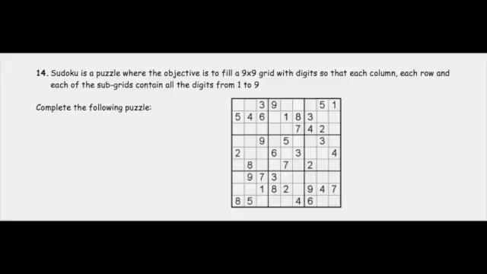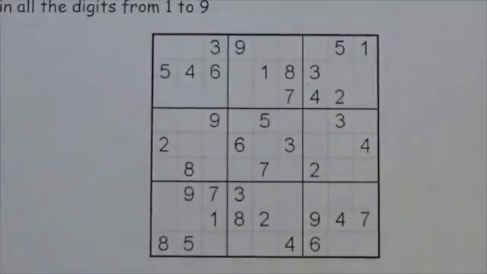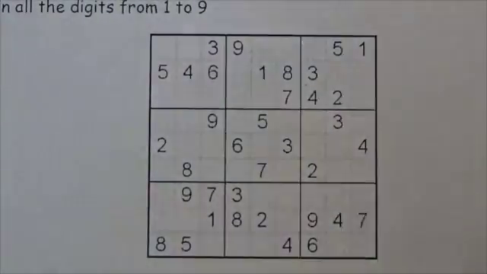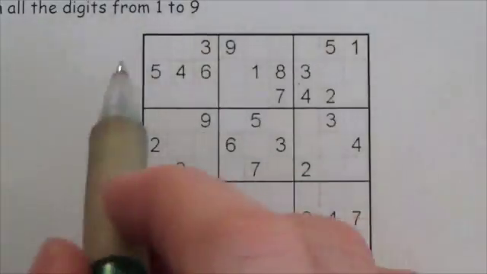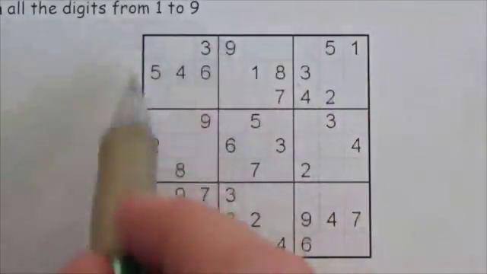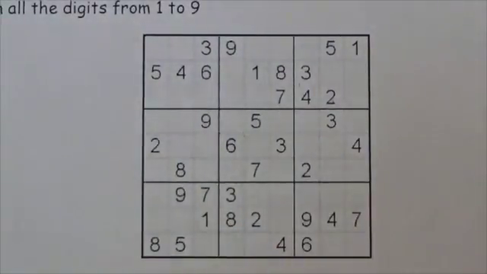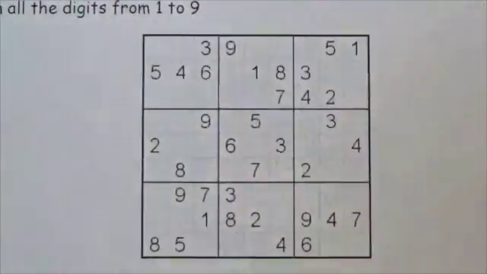Sudoku is a puzzle where the objective is to fill a 9x9 grid with digits so that each column, each row, and each of the subgrids contain all of the digits 1 through 9. Okay. I was wondering if we were going to get to do one of these. This is an extremely popular form of puzzle. It's a lot of fun. So we're looking to get just the numbers 1 through 9 in all of the rows, all of the columns, and all of the little squares. We've done questions in this lesson similar to this. But anyway, here's the Sudoku.